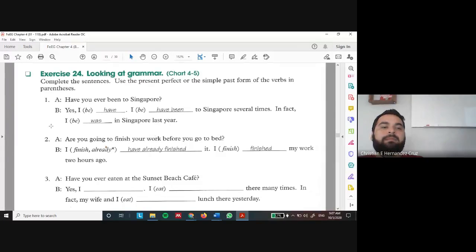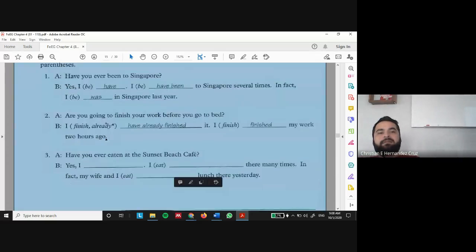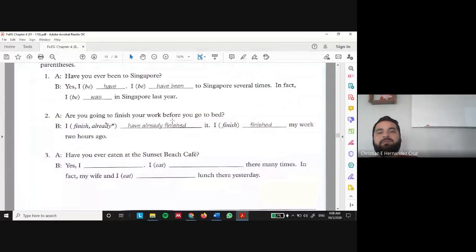Okay. This is pretty simple, except there is an error here because the parenthesis says be, but this is not a be verb. This should say has instead. But in this case it's fine, because we use the be verb here as been. Anyways, let's continue with number 2. Are you going to finish your work before you go to bed? I finished already. And basically, we're going to put this into the present perfect. So it says, I have already finished. I finished my work 2 hours ago.